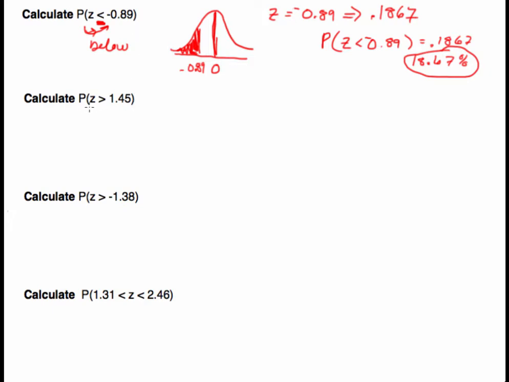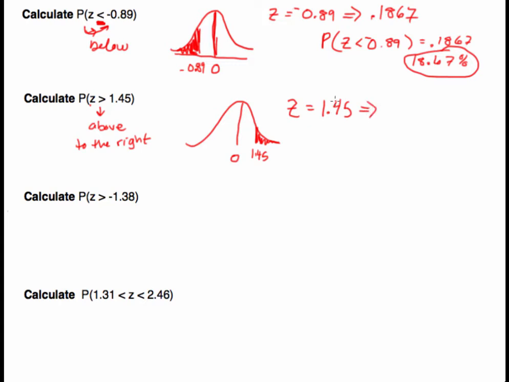Now, if we go to the next one, we're looking for what percent of the values lie above. This greater than is telling us to look above, or to the right, of 1.45. So again, we'll draw our picture. The mean is 0. Here's 1.45, and I am looking for the area above. Now here's the key. Let's look up a z-score of 1.45 on the chart and see what we get.